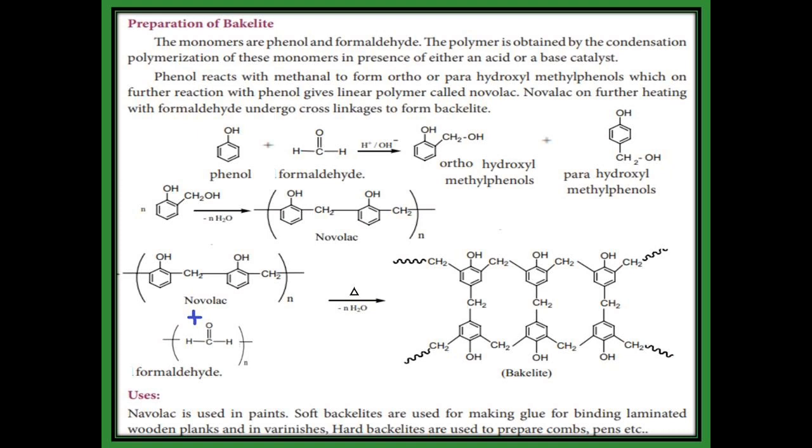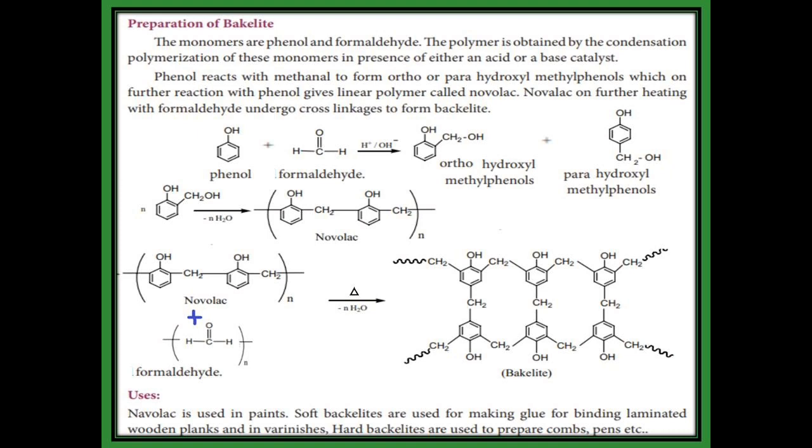Bakelite is prepared from phenol and formaldehyde. When phenol and formaldehyde are polymerized in the presence of an acid or base as a catalyst, it gives orthohydroxymethylphenol or parahydroxymethylphenol. Afterward, the orthohydroxymethylphenol undergoes polymerization with the elimination of water.